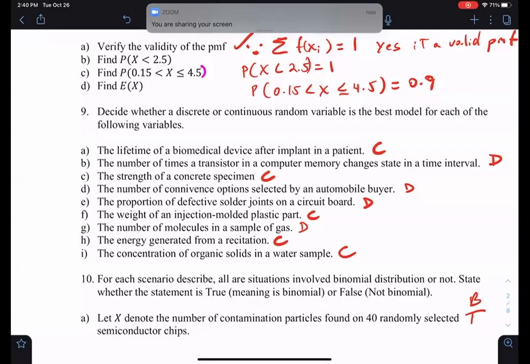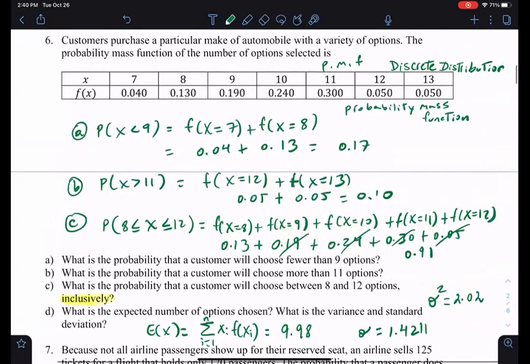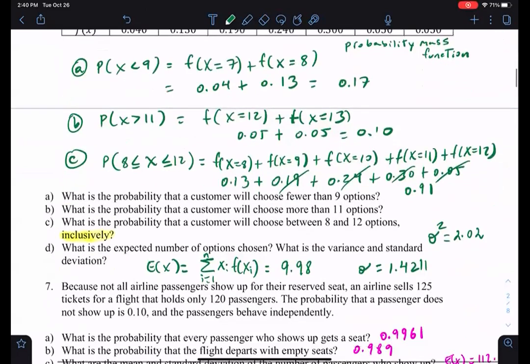Okay, so now we are back to the slide. So we already did this question, right? So we calculated part A, part B, part C, and D is just the expectation, okay? So I showed you how to do that with a calculator. Okay, next.